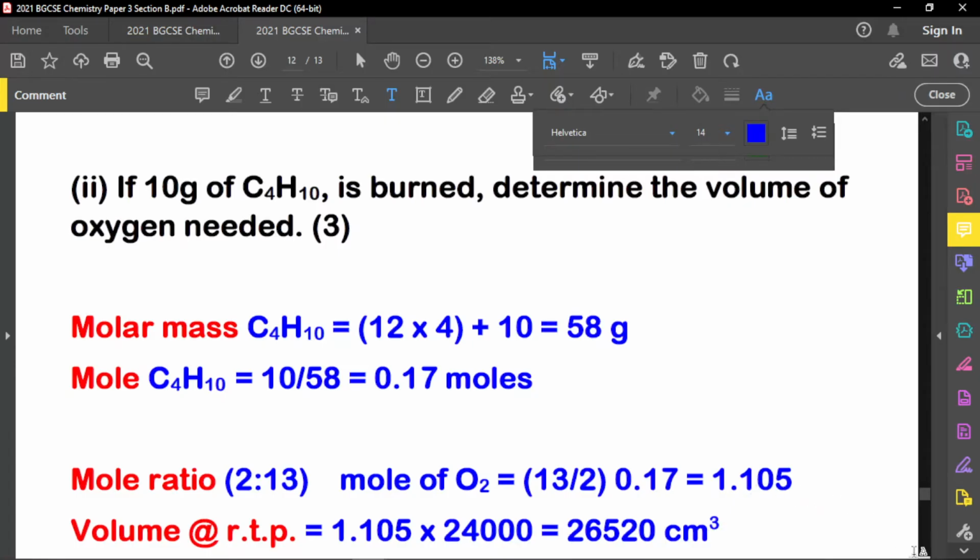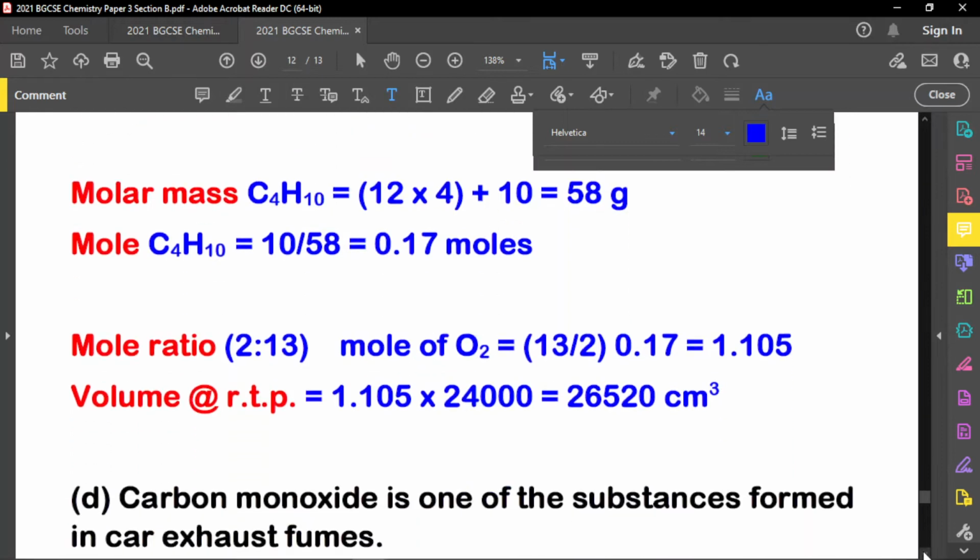All right, and so as a result now to find the volume of the oxygen, what you're going to do now is to multiply the moles by the value at RTP. I'm using RTP since RTP was given on the cover page. And so therefore the moles multiplied by RTP give 26,520 centimeters cubed. All right, and again you can find this in dm cubed, and this will be 26.52 dm cubed if you divide this by 1,000.